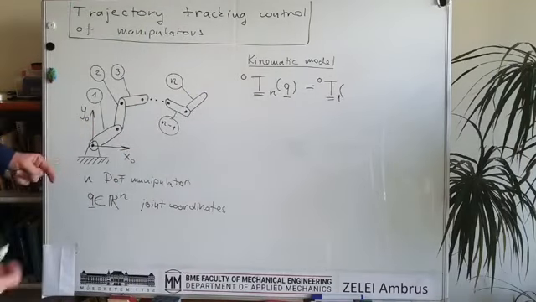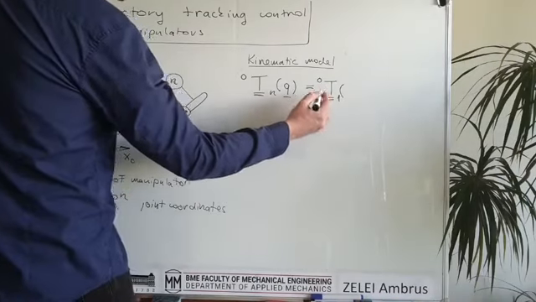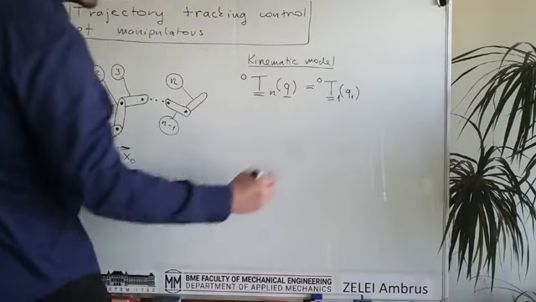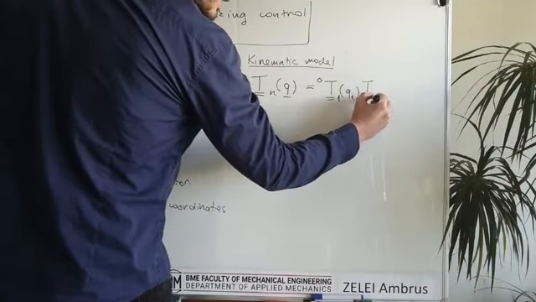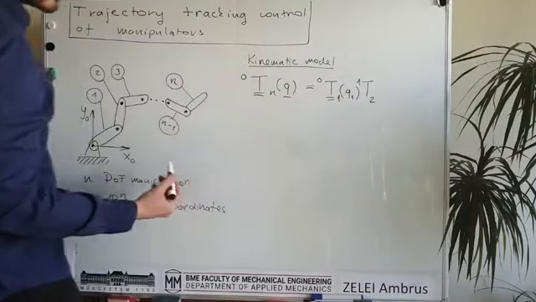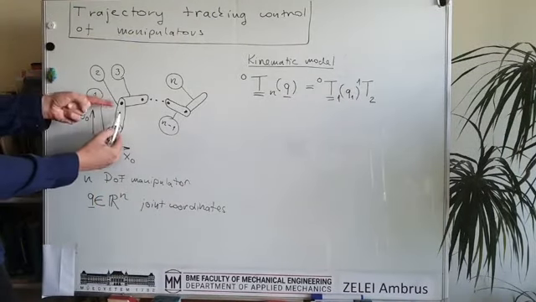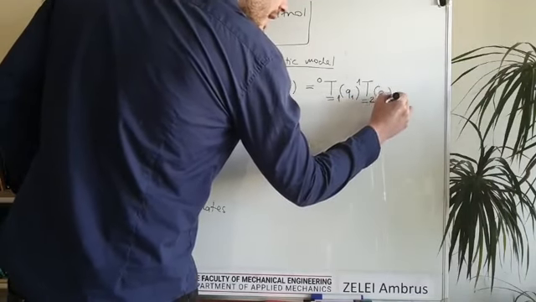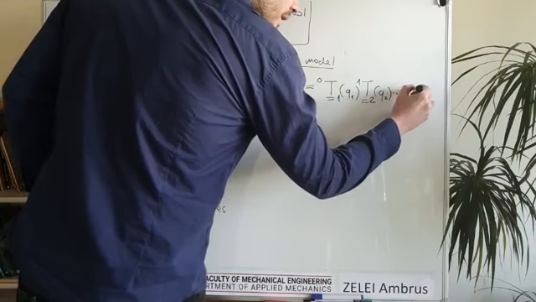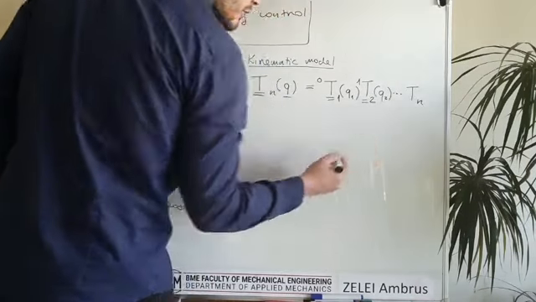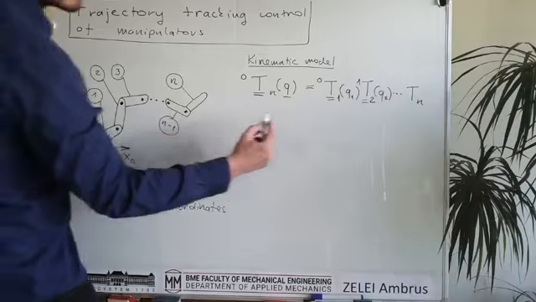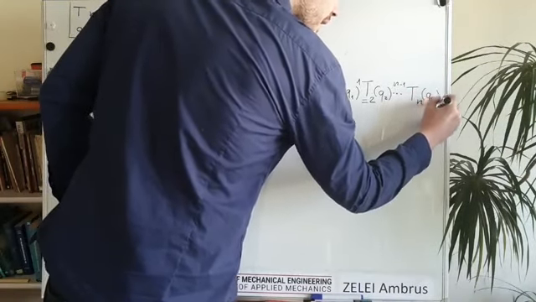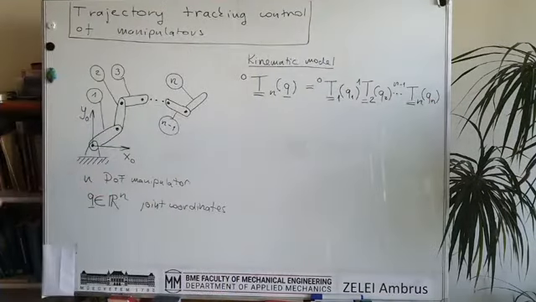And it was calculated by simply multiplying the neighboring homogeneous transformation matrices. There was the first one, which transformed from the first to the 0 coordinate frame, and it depends on the first joint coordinate, and then we multiplied it with the second homogeneous transformation matrix, which transforms from the second to the first one, and it depends on the second joint coordinate, and so on until the last one, which transforms from n to n minus 1, and it depends on Qn, and this is again a homogeneous transformation matrix.